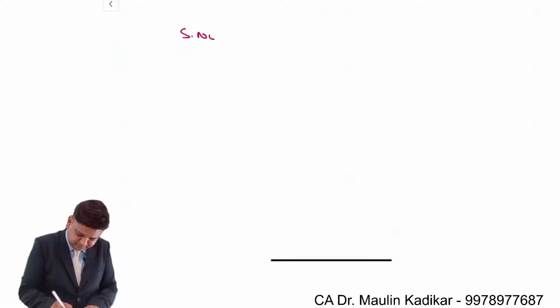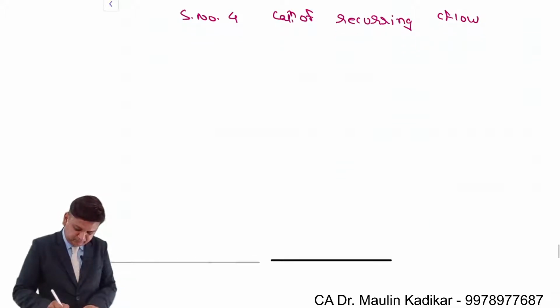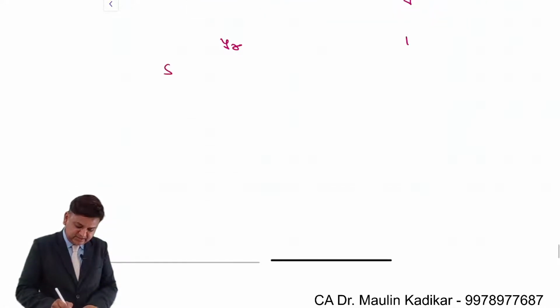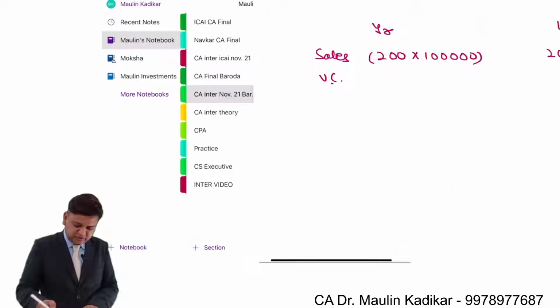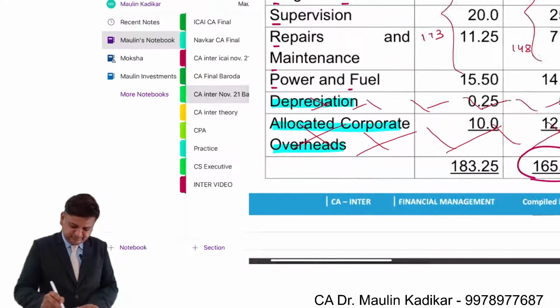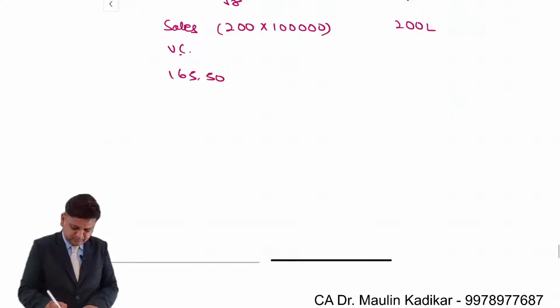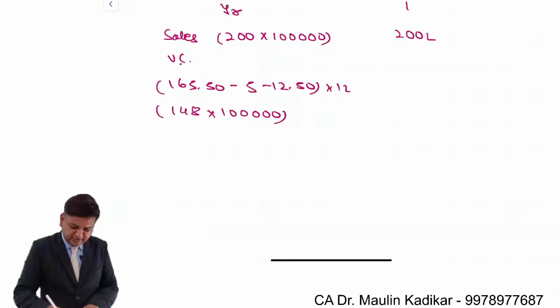Step number 4. Calculation of recurring cash flow. In that, we can do it only for the first year, that's fine. Sales, 200 rupees per unit into 1,00,000, that is 200,00,000. Variable cost is 165.5 minus 5 minus 12.5. That comes to 148 rupees per unit into 1,00,000. That comes to 148,00,000.